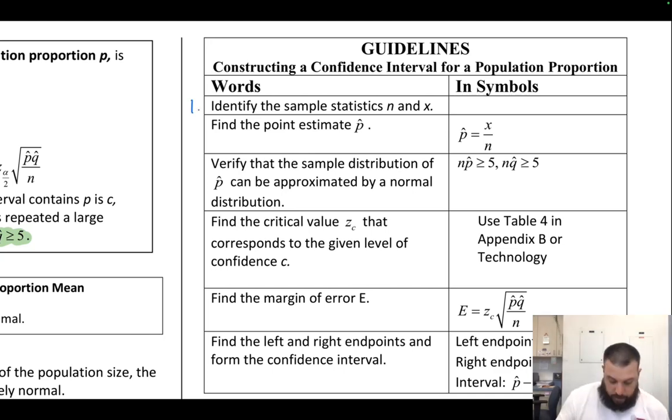Step 1, we want to identify our sample statistics, n and x. Step 2, we find our point estimate using the formula p hat equals x over n. Step 3, we verify that it can be approximately a normal distribution, checking that both values are greater than or equal to 5. Step 4, we find our critical value, z sub c, which we'll use Staplet for. Step 5, we find our margin of error using our formula. And then last, we create our endpoints based on the formula.